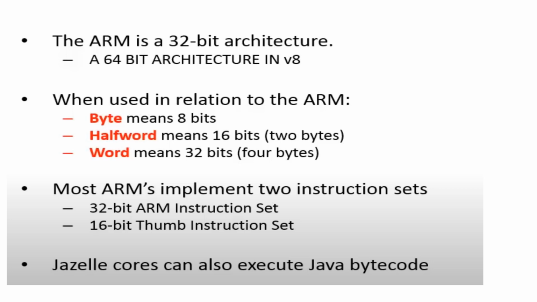Most ARM processors implement two instruction sets. One is the 32-bit ARM instruction set, another one is the 16-bit Thumb instruction set. Here the Jazelle code is also used for executing Java bytecode. Generally, it has two instruction sets, the 32-bit ARM instruction set and the 16-bit Thumb instruction set. But for Java bytecode, we are using Jazelle.